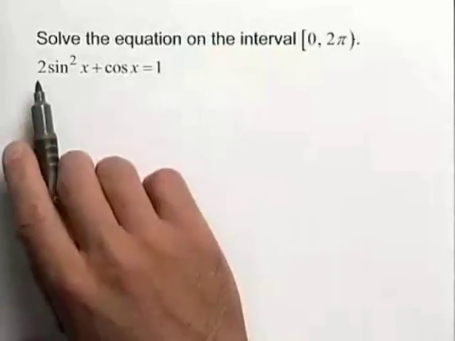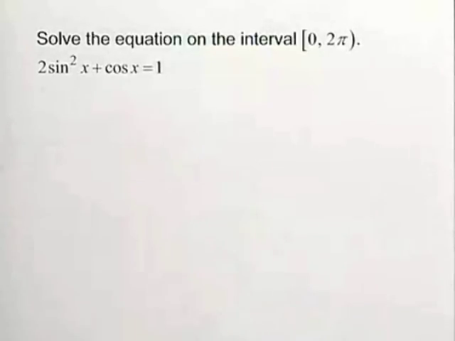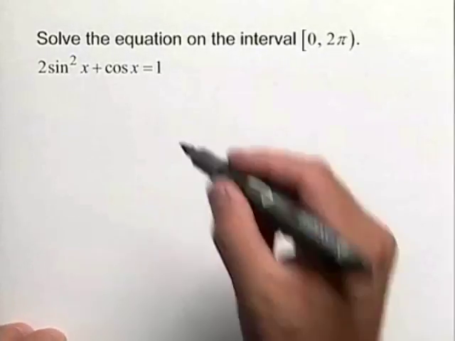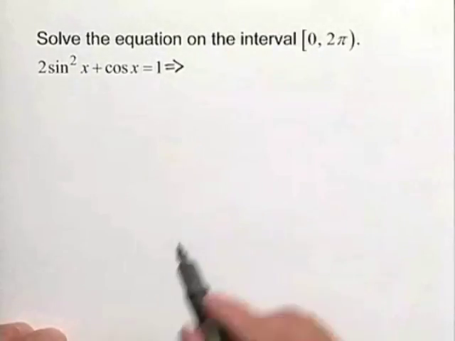Let's solve a trig equation using substitution. Here we have 2 sine squared x plus the cosine of x equal to 1. And note that we have a sine and a cosine. It's probably better that we get it all in terms of the cosine. We can do that by substituting in the Pythagorean identity for sine squared x.